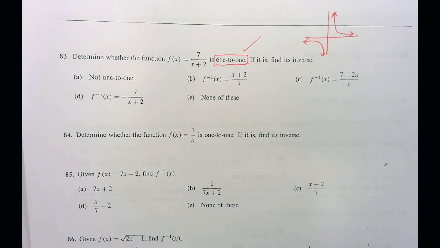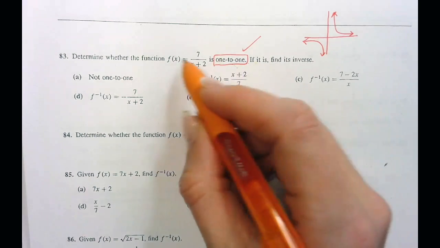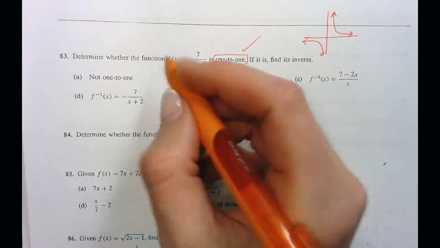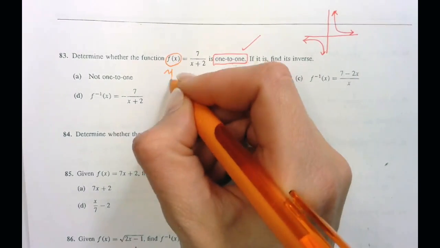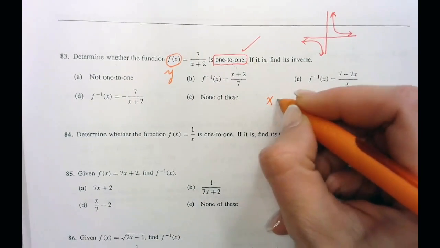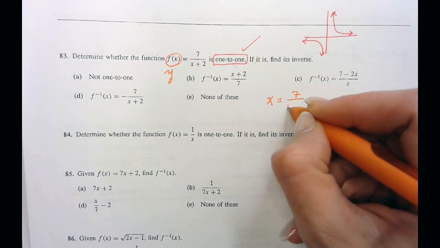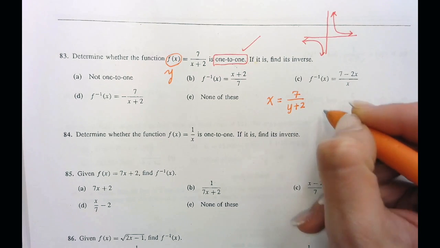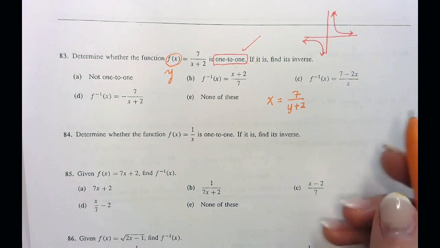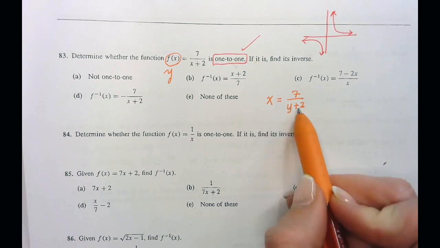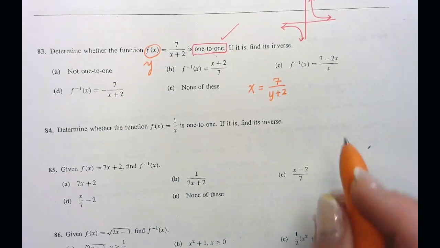How do you find an inverse algebraically? First, you switch x and y, and then algebraically solve for y. This is representative of y. So if I switch them, I'll get x equals 7 over y plus 2. I gotta solve for y. Back to basics, okay? Don't be a weirdo. Don't do anything strange. You're going to multiply the y plus 2 over. What does that get for us?